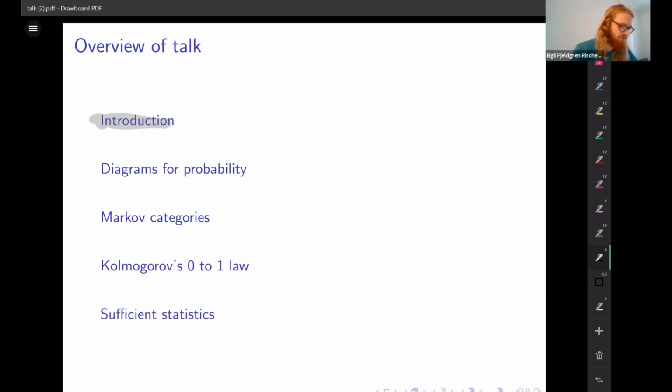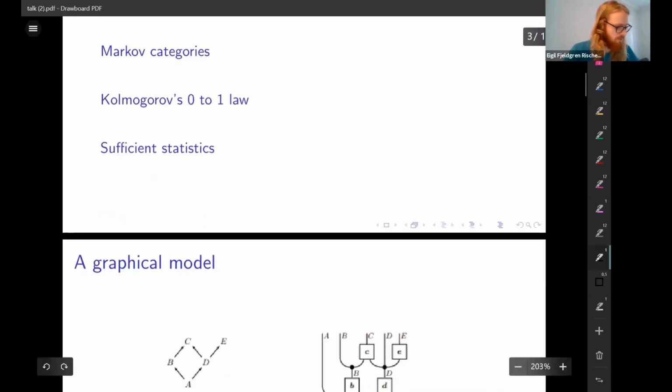Then I'm going to give two case studies, or two more involved examples of how to work in this setting. The first is the most technical one, a synthetic treatment of Kolmogorov's 0-to-1 law, which I'll get to tell you about. The second is the Fisher-Neyman theorem about sufficient statistics, which is something you use in statistics, which I'll also tell you about. Okay, so let's get into it.